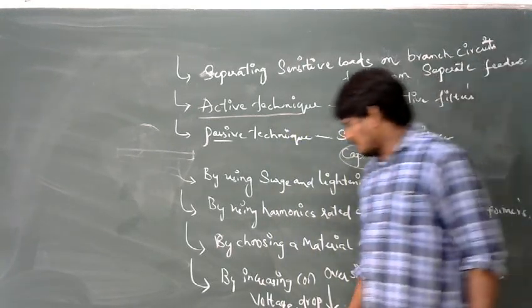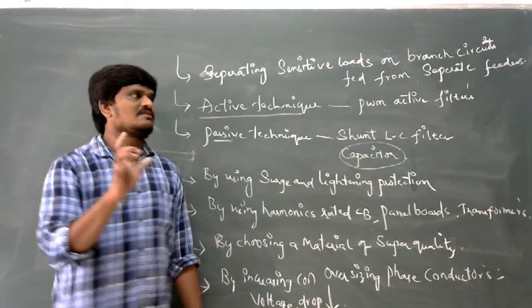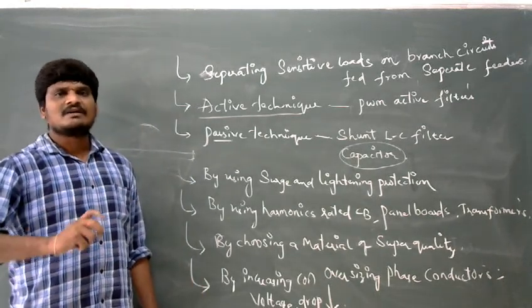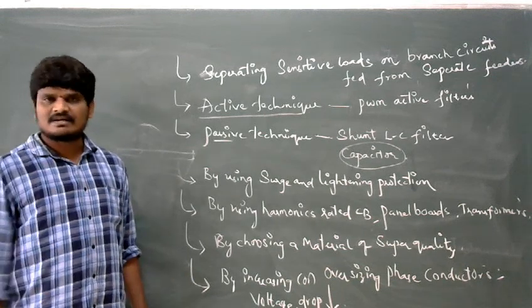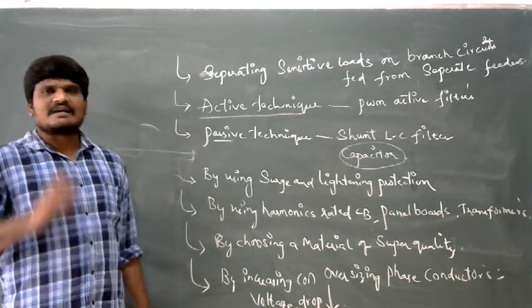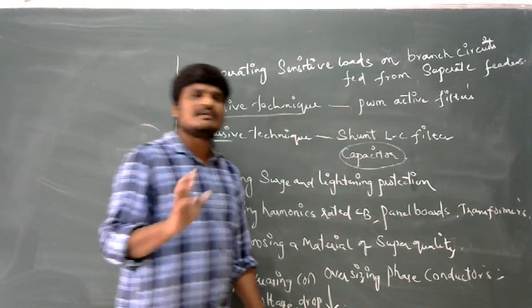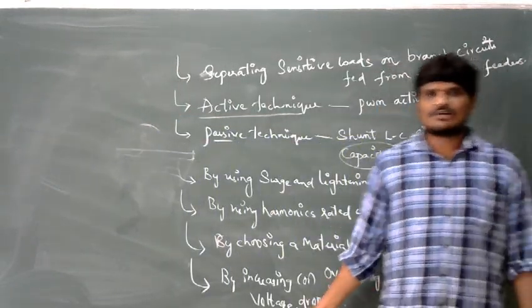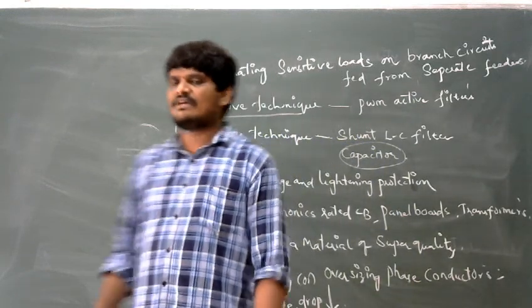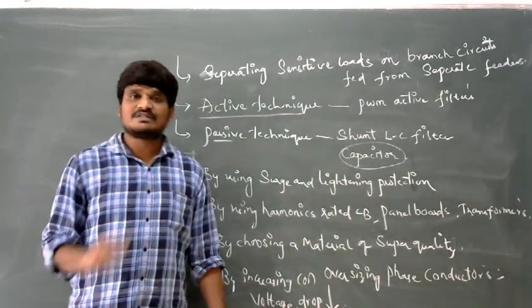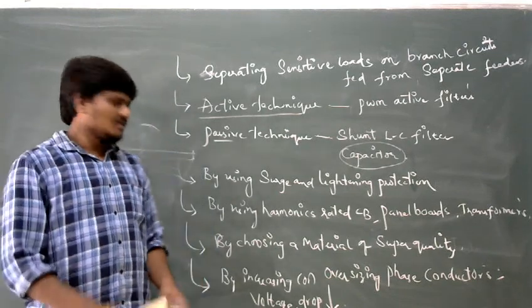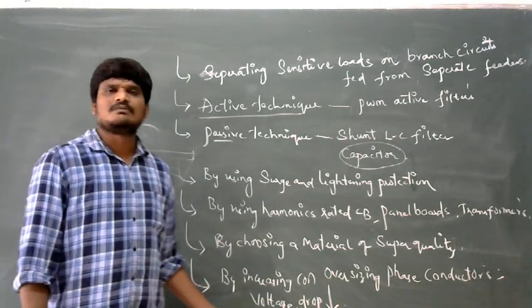And what is the next point? By increasing the size of a conductor or by choosing a material in such a way that it leads to oversizing of a phase conductor. Increasing the size of a conductor is indirectly minimizing the voltage drop of a particular line. So if the voltage drop of that line is minimized, the efficiency of that line will be increased to a maximum extent. So this is one of the methods which can be used to improve the power quality.